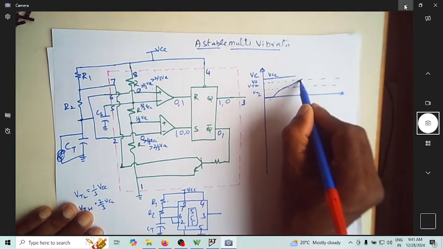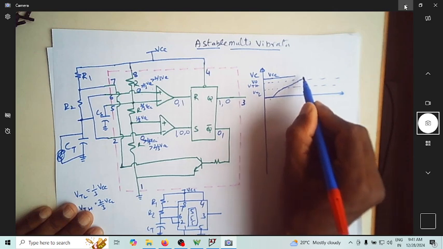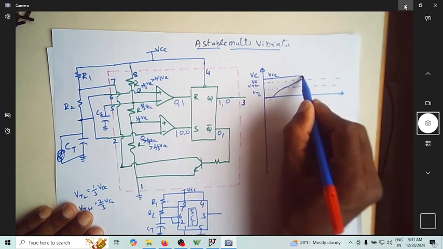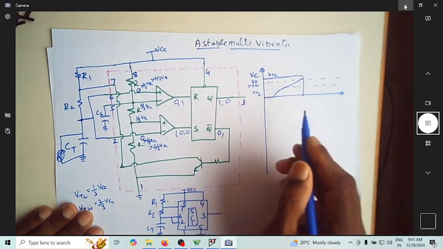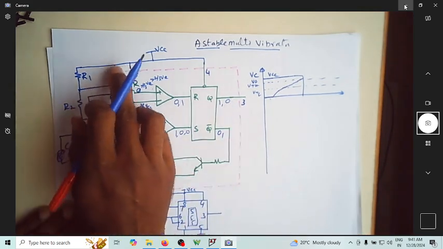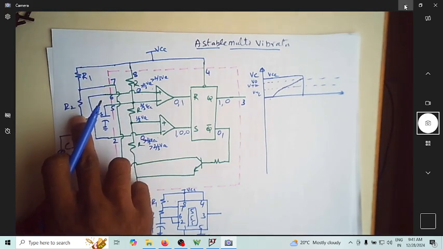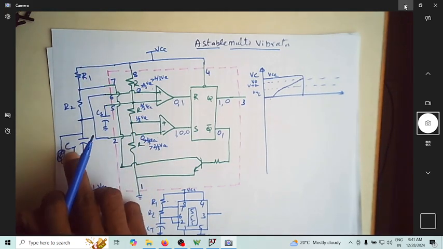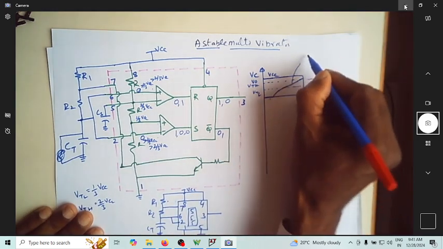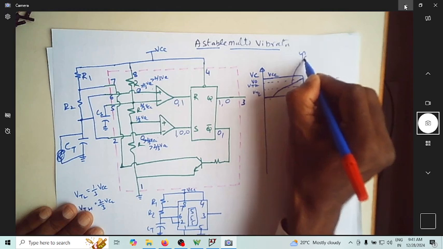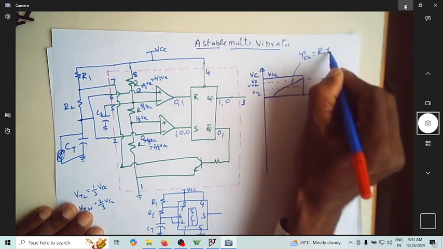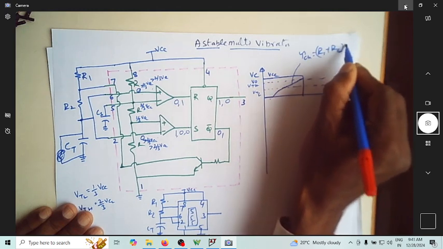When does the output become 0? When the capacitor voltage exceeds 2/3 VCC. The capacitor, which was charging through R1 plus R2, had this as the path of charging. The charging time constant tau was R1 plus R2 times CT.